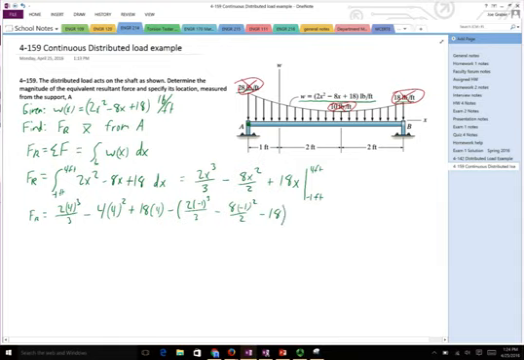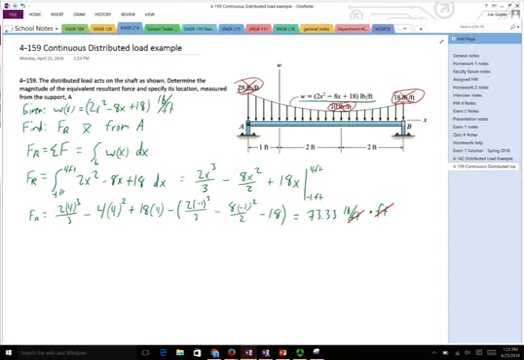Okay, just a simple calculator exercise, and we end up with the resultant force as 73.33. And what are our units? Well, they're pounds per foot times feet. The feet comes from the x. Obviously, the feet cancel, and we end up with pounds, which was what we were hoping for.